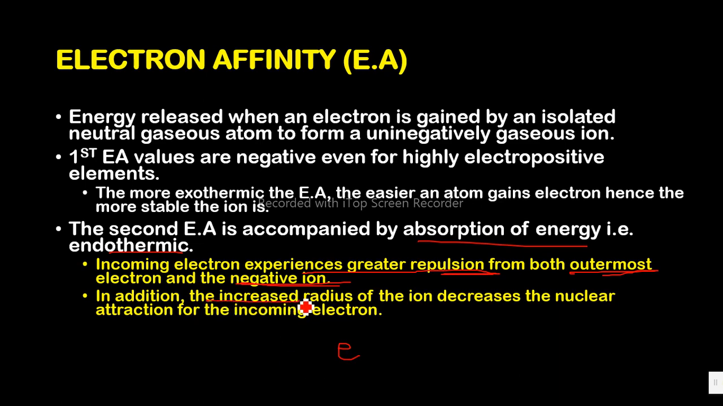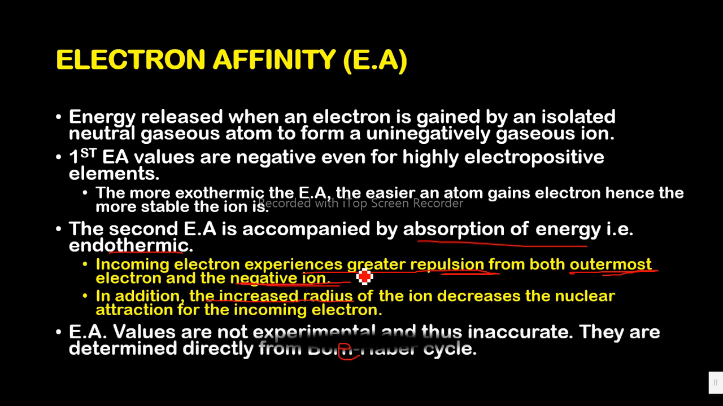Additionally, when you add an electron, the ionic radius increases, and the effective nuclear attraction for the incoming electron decreases. So as a result, you will need to add in some force to forcefully add the electron onto the atom. And it's as simple as that.